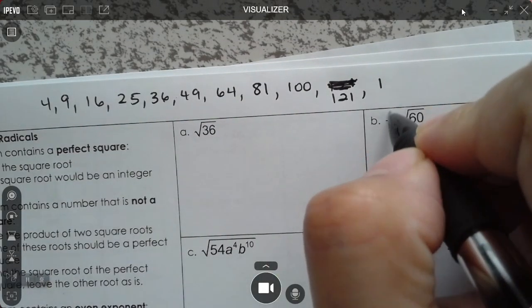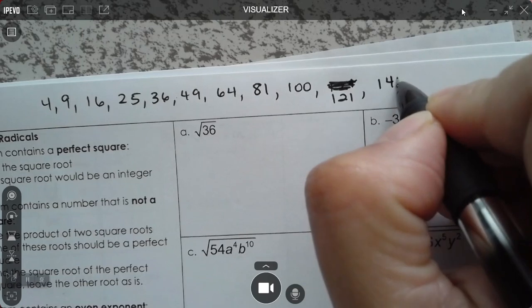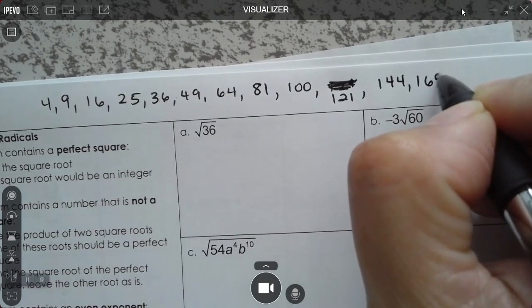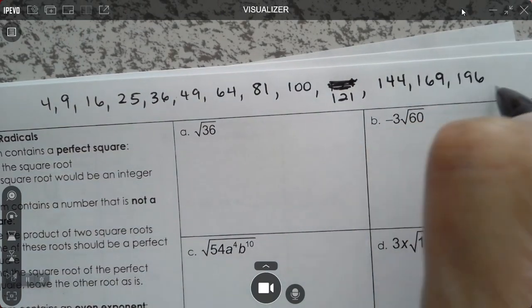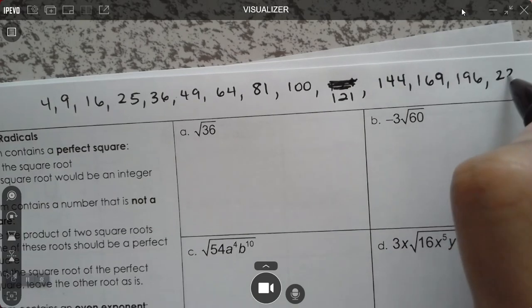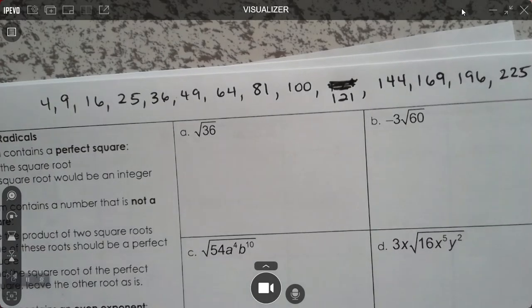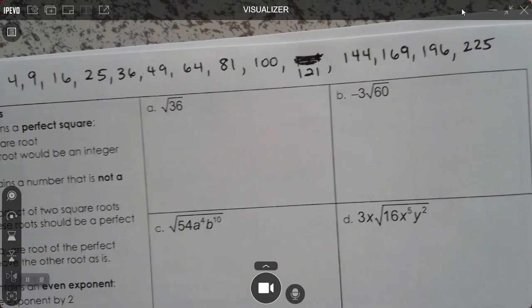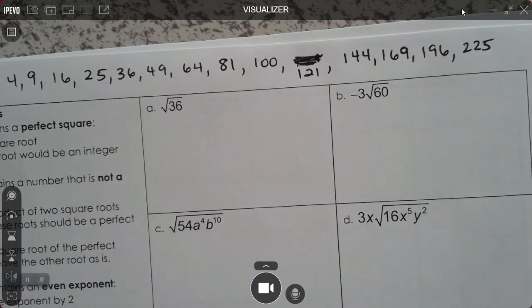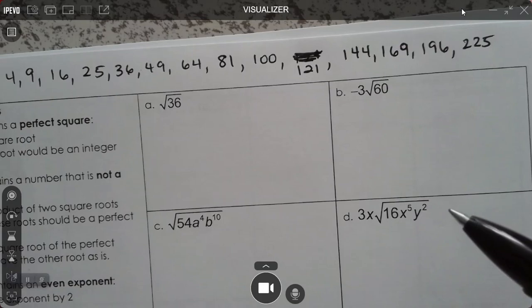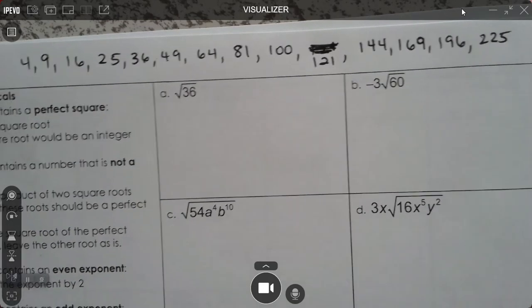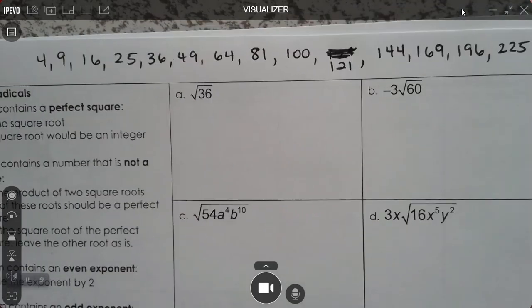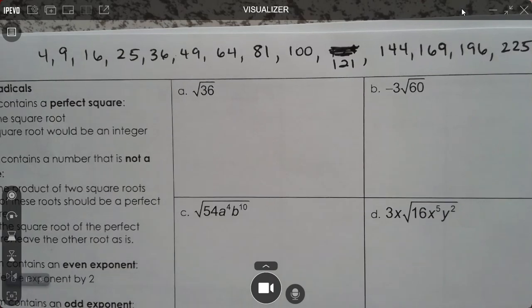169. 11. No, 144. 169. 196. 225. And they've been known to use the other ones that are higher, all the way up to 20. But these you should recognize. Are we clear? Perfect squares. I think I've said this many, many times last semester, okay?